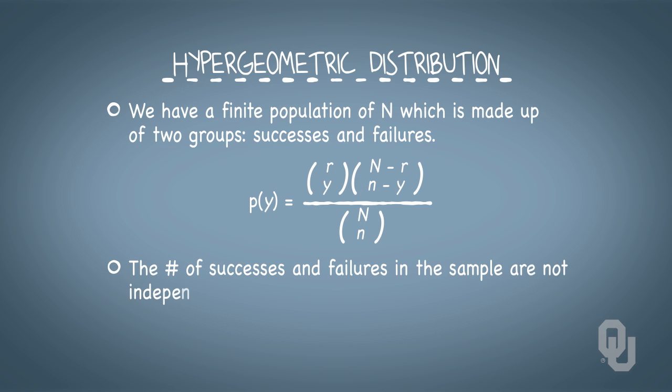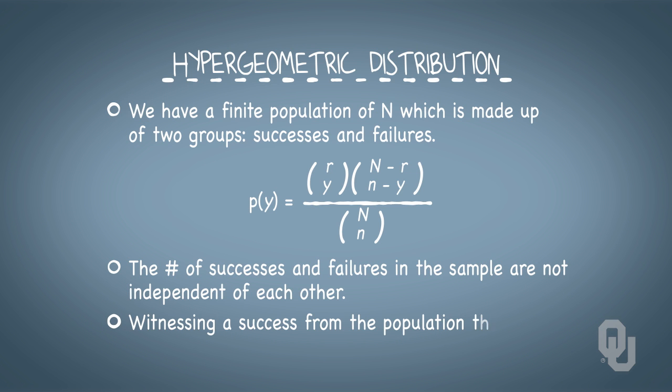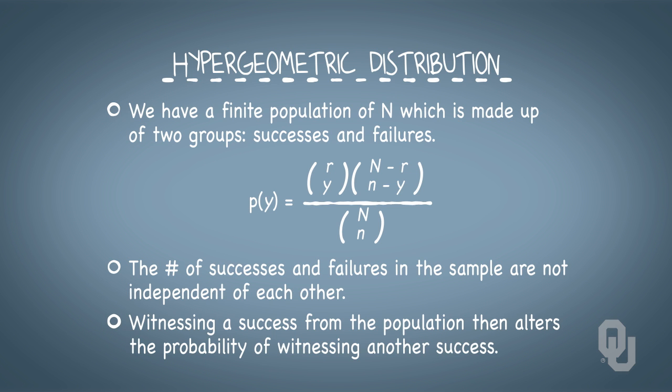The distribution sounds similar to the binomial distribution, but it's different in that the number of successes and failures in the sample are not independent of each other. Witnessing a success from the population alters the probability of witnessing another success, as there's one fewer success to pick from in that finite population.